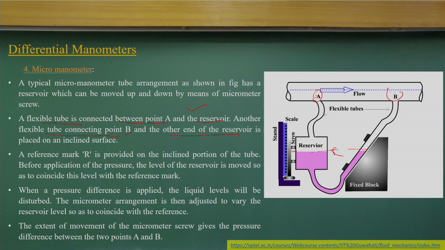Here, when the flow is there, there will be a pressure difference. That pressure difference will cause the difference in the height of this column. And this mechanical screw arrangement with a pressure reading is equivalent: as the screw goes up and down, it is equivalent to pressure, which is written on this graduated scale, understand. So, we need to read the manometric height level.